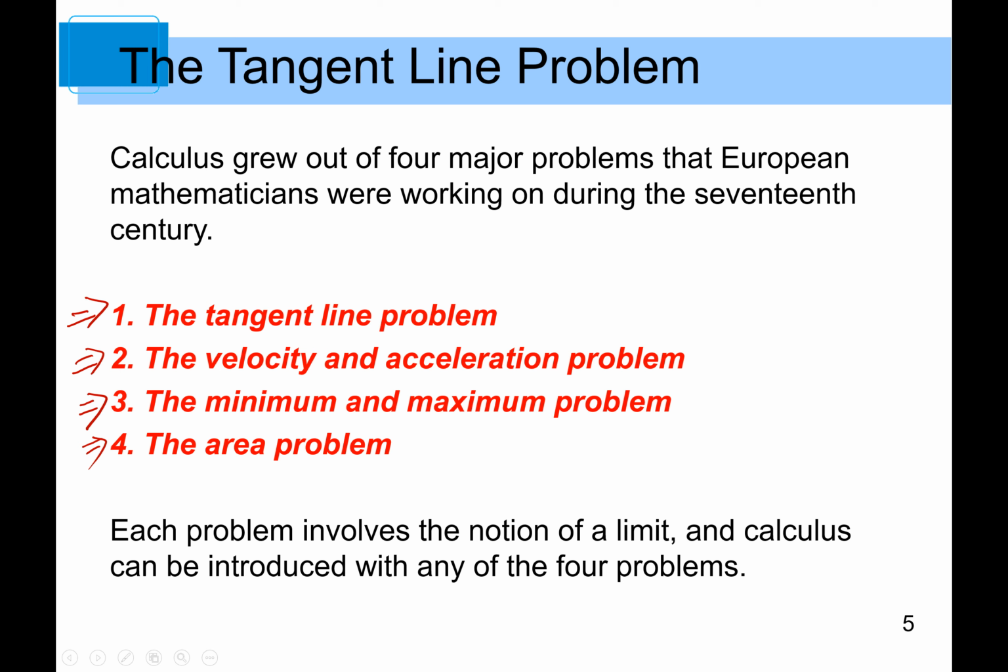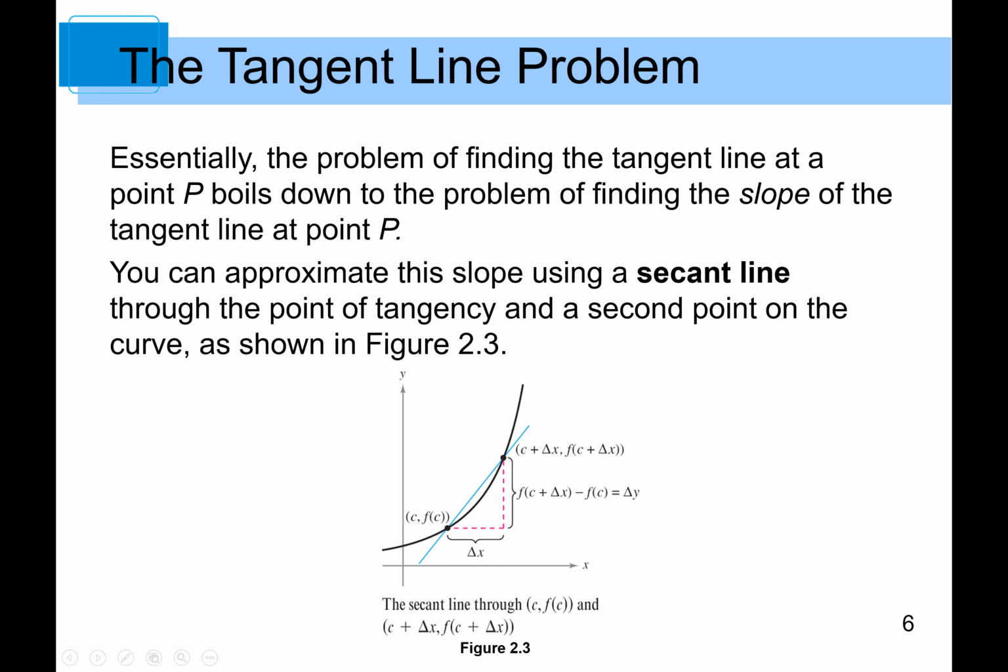And each problem involves the notion of a limit, which we already learned. And calculus could be introduced with any of the four problems. Okay. So first of all, let's take a look at the tangent line problem. Essentially, the problem of finding the tangent line at a point P comes down to the problem of finding the slope of the tangent line at the point P. So anytime we try to find a line, slope is a very important notion.